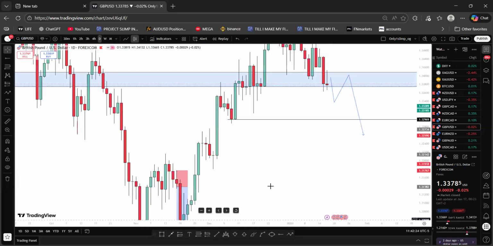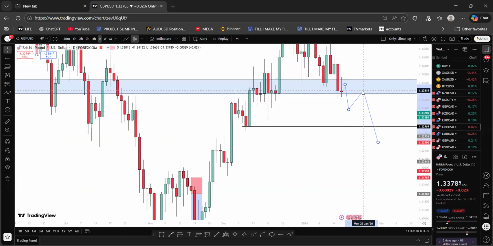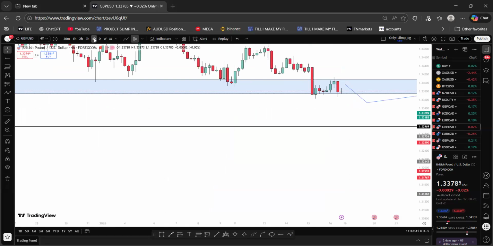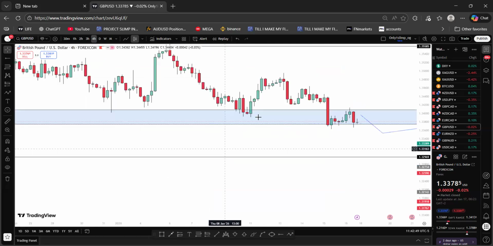So that's it. And then yeah, it might just continue going down. So for me, what I'm really looking at to take this trade is simply this: for this one, we are not having a head and shoulder in the 4 hour, but we're having a respect of structure in the 4 hour.